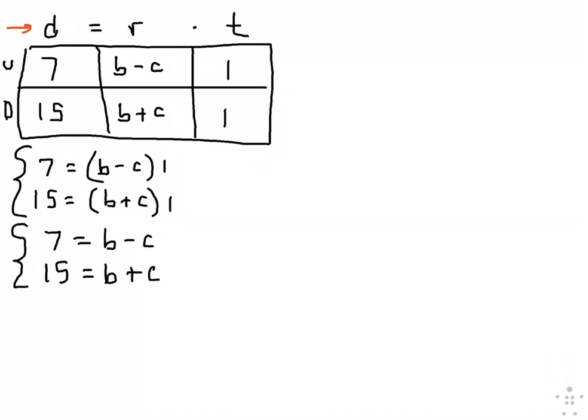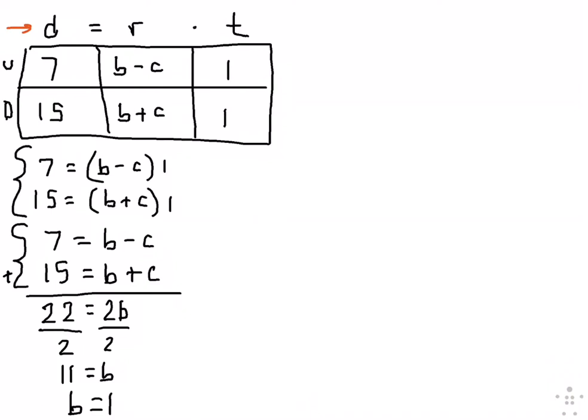And I think for this one, elimination is going to be the easiest. We can add the two. So we get 7 plus 15 is 22. B plus B is 2B. And C cancels, right? So we divide by 2. And we get 11 equals B. So the speed of the boat in still water is 11 kilometers per hour.